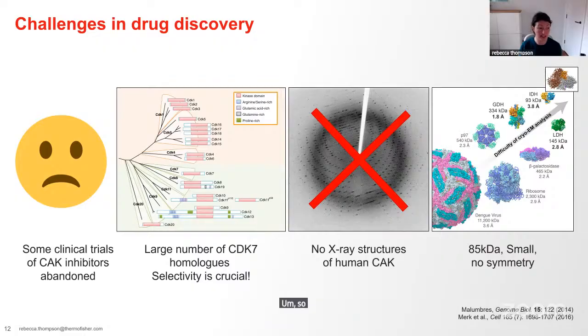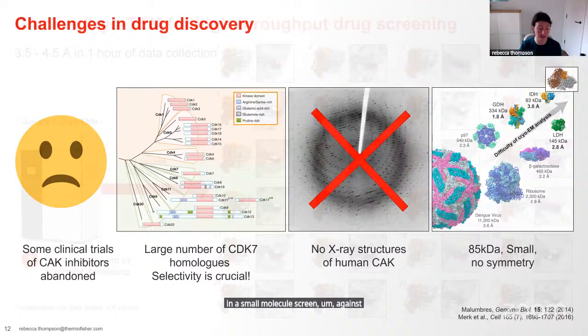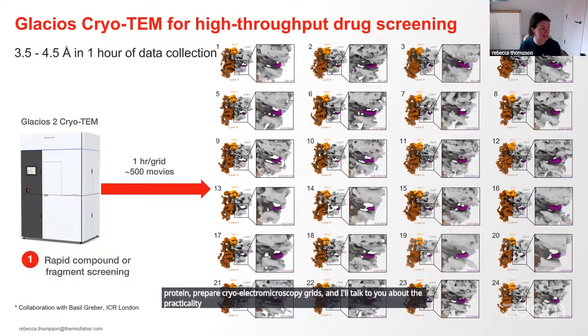So this complex is small-ish, it's 85 kilodaltons, and it doesn't have any symmetry. So a group in London, Basil Grieber's group, were interested to see whether they could use cryo-electron microscopy in a small molecule screen against this complex. So the short answer is yes. They were able to take this protein, prepare cryo-electron microscopy grids, and I'll talk to you about the practicality of that in the next section.